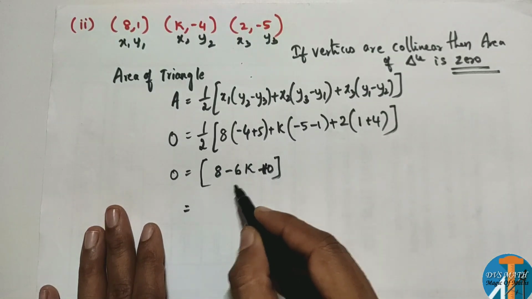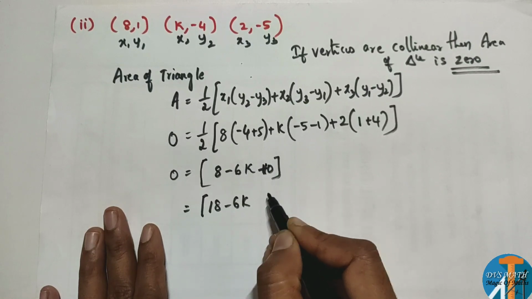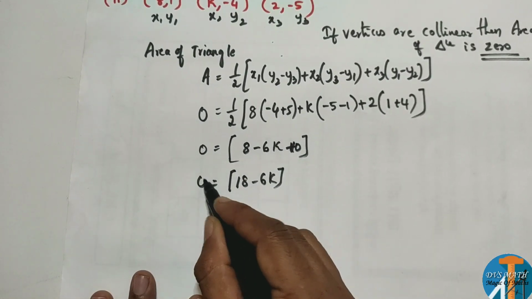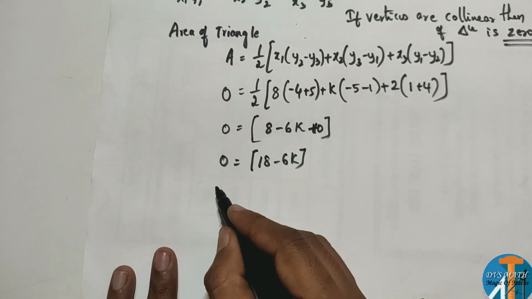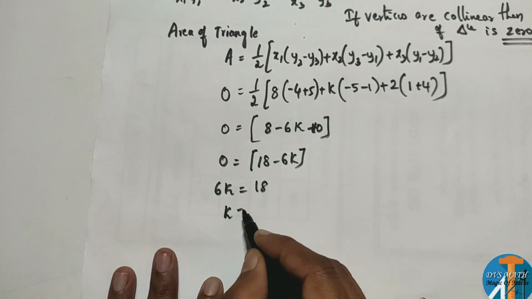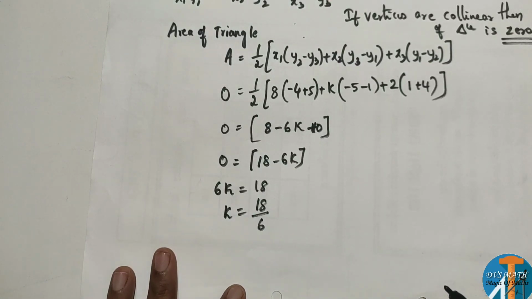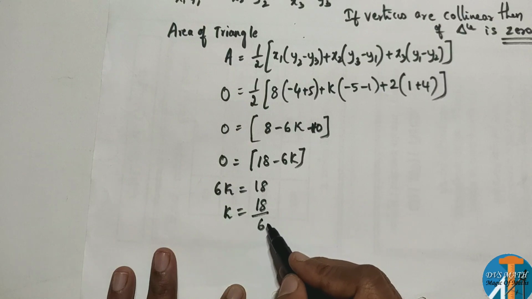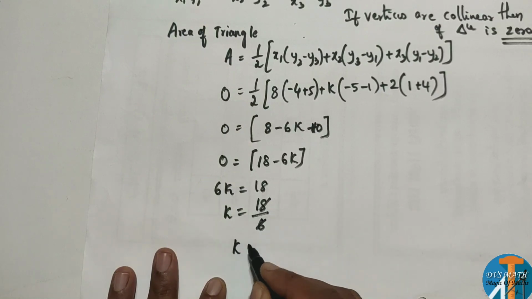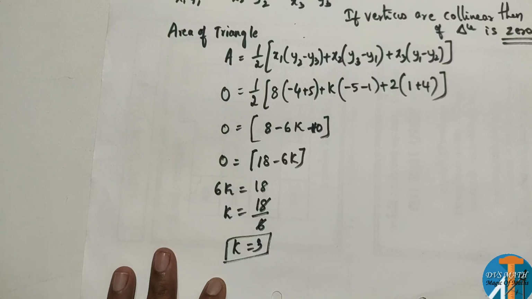So now let us simplify this. 10 plus 8 it is 18 minus 6k. 18 minus 6k is equal to 0. Take minus 6k to the LHS, it becomes plus 6k is equal to 18. So k is equal to 18 by 6. If you simplify this, 18 by 6 you will get 3. So k is equal to 3. 6 1s are 6, 6 3s are 18. K is equal to 3 in this case.